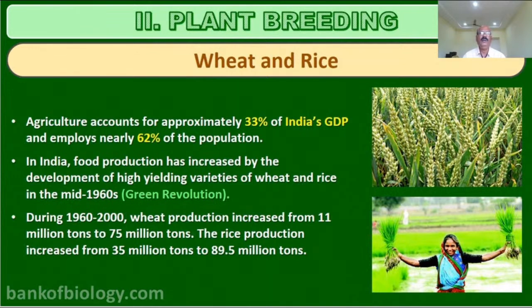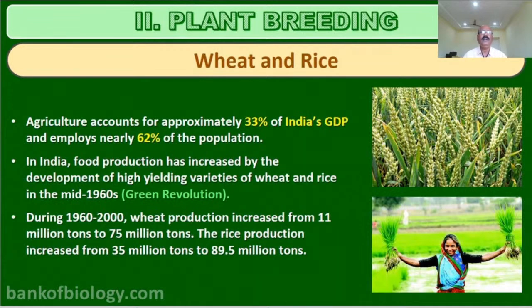During 1960 to 2000, wheat production increased from 11 million tons to 75 million tons, approximately 7 times. The rice production increased from 35 million tons to 89.5 million tons. So this is the result of the implementation of the green revolution in our country. The father of the green revolution of India is M.S. Swaminathan.